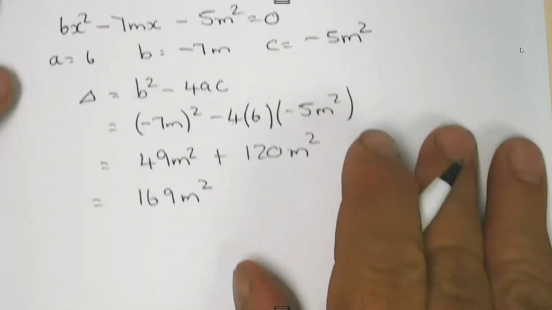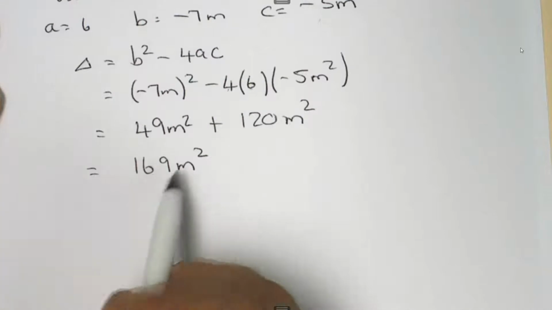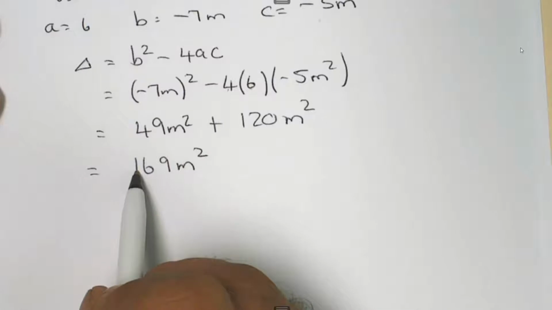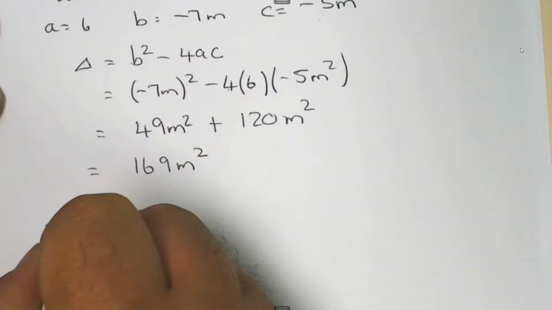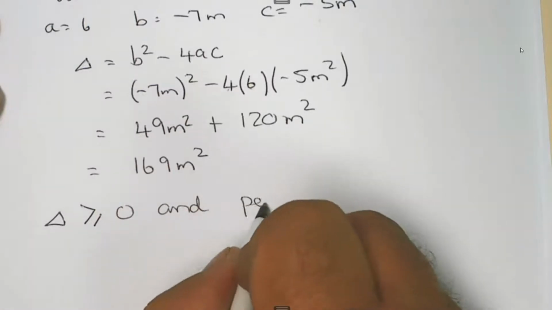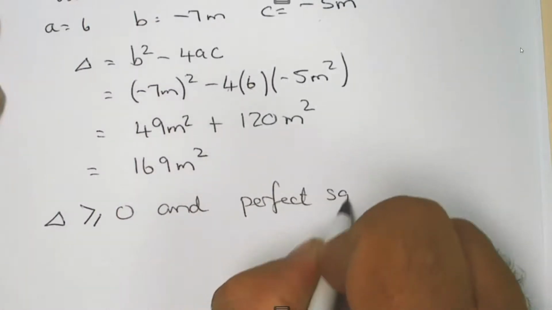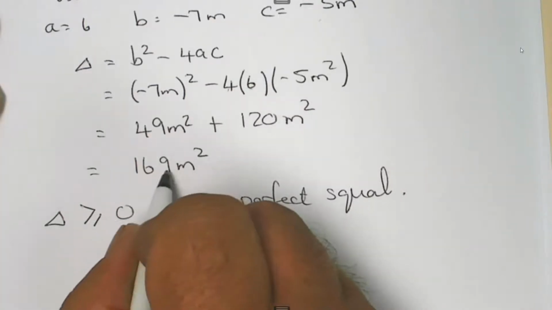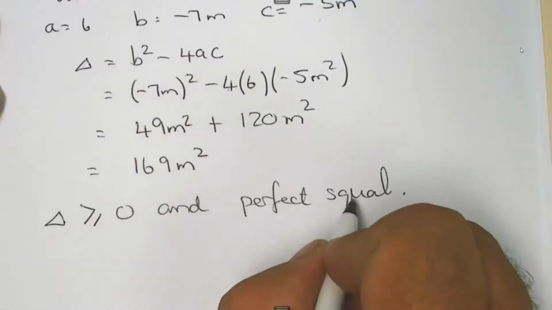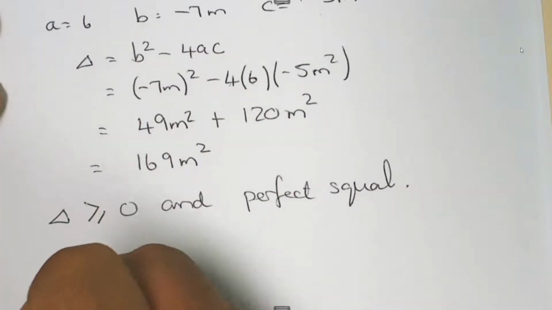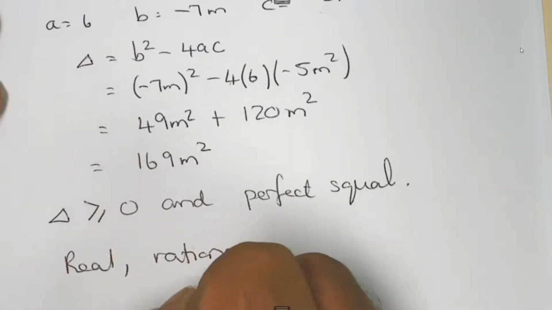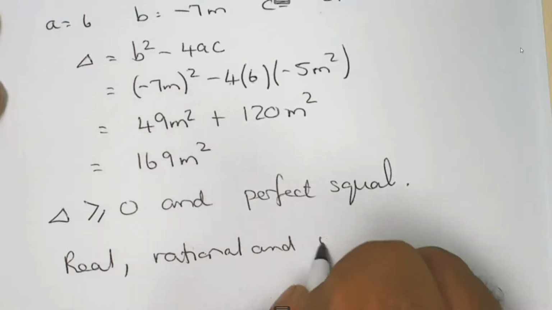Now you can see, because delta is greater than 0, because anything squared is positive, times a positive is a positive. So delta is greater or equal to 0, and it is a perfect square. You can find the square root of 169m squared, which is 13m. Because it is greater than 0 and a perfect square, the roots are real, rational, and unequal.